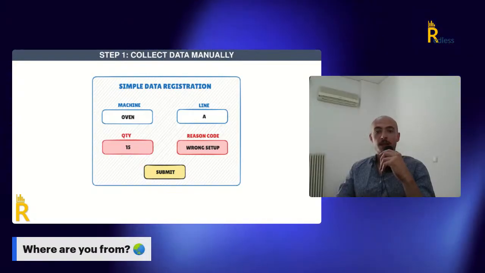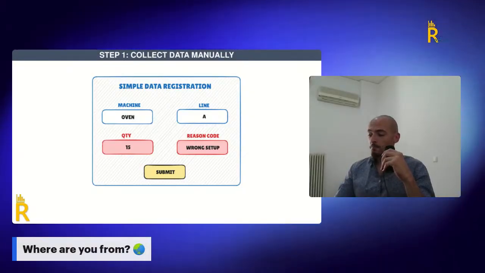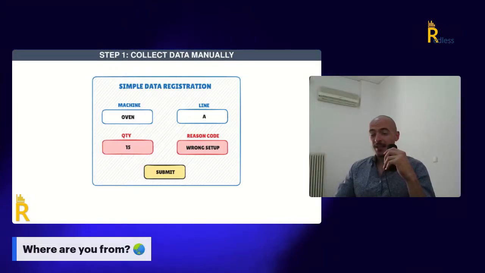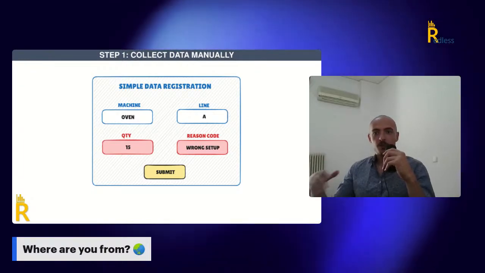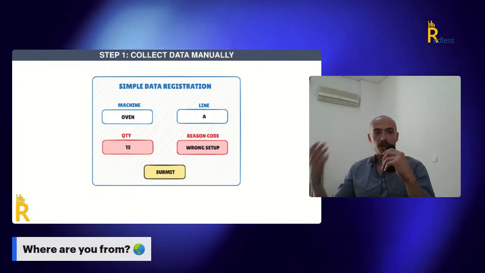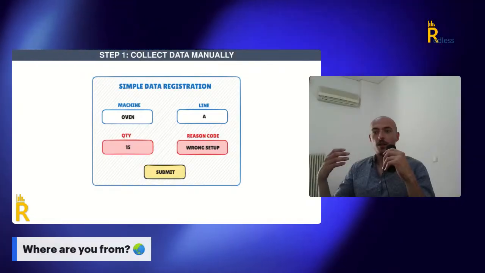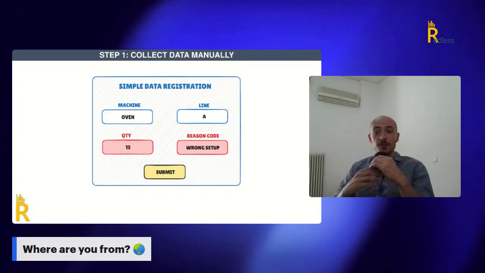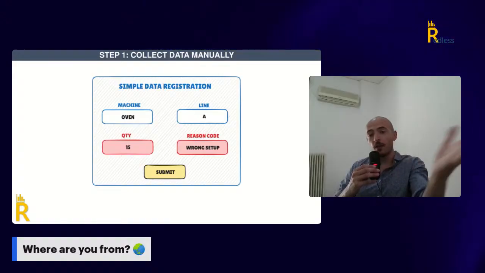The operator goes in the line with a specific form. It can be done with multiple systems. It can even be done in Excel, basically. And they register the machine that they are monitoring, the line, the quantity of the scraps, and the reason codes, maybe some comments. They click submit, the data are stored on a system. Now, this is the most simple way, but we can evolve it from there.